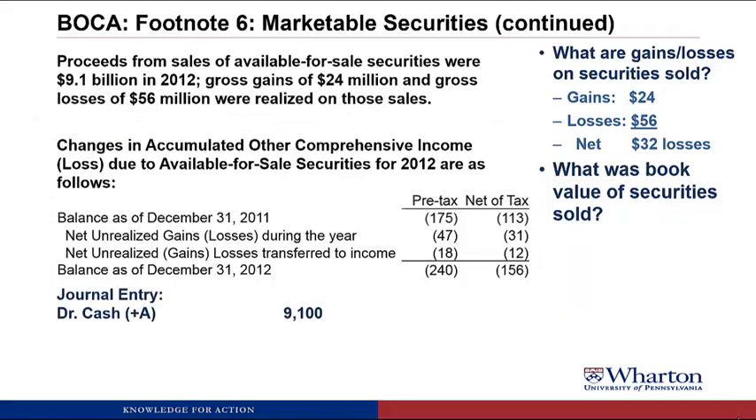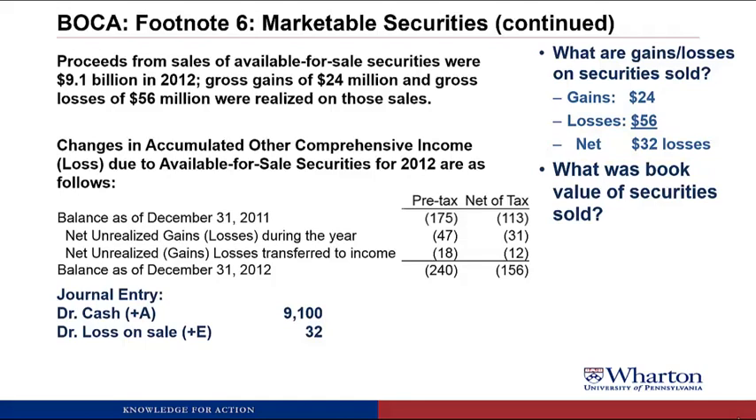First, we can debit cash for $9.1 billion because, as it says right up here in the note, we received cash of $9.1 billion from selling the securities. Next, we can debit loss on the sale of investments for 32. Now I'm just going to grab the net loss, but you could have also debited loss of 56, credited gain of 24. It gets you the same net number of 32.